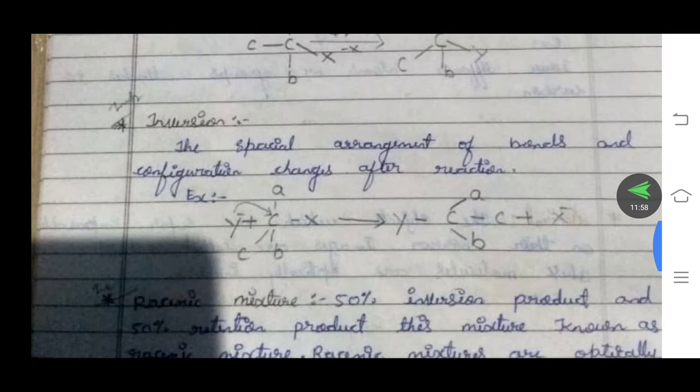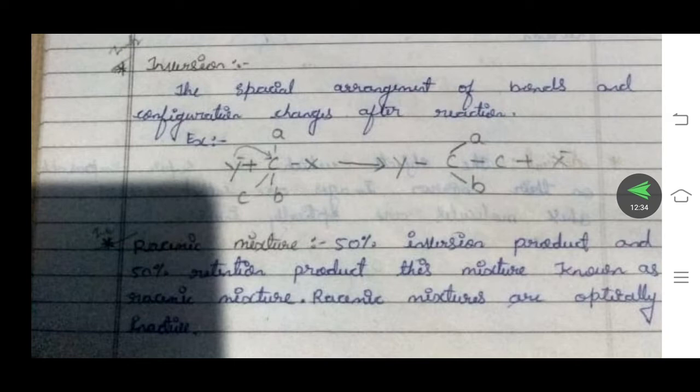Next one is inversion. That name itself tells inversion, opposite. The spatial arrangement of bonds and configuration changes after reaction. That is opposite to retention. So after reaction, the complete configuration becomes opposite. If the reactant is dextrorotatory, after reaction it gives levorotatory, opposite. So that is inversion. The spatial arrangement of bonds and configuration changes after reaction. See example, you are adding Y to this compound, that is A, B, C and X present.